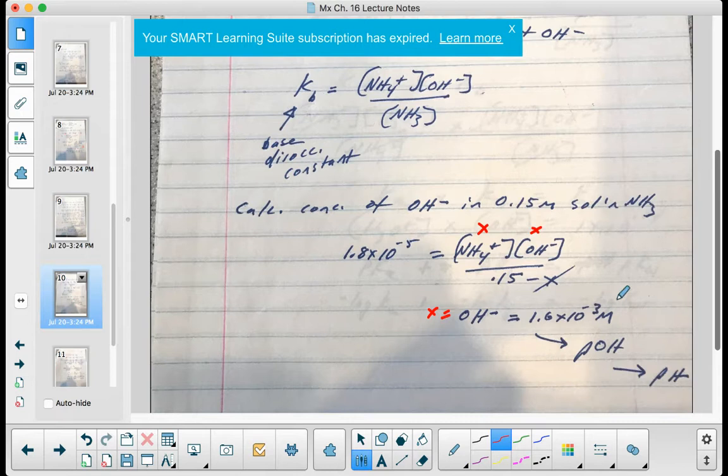Once you find the hydroxide ion, you would then do the pOH from the hydroxide, and then from the pOH go to the pH. So what would that part of the problem look like? To find the pOH, you would just take the negative log of the hydroxide ion, which would be that 1.6 times 10 to the negative third. Then once you calculated the pOH, you could find the pH, because we know that the pOH plus the pH is equal to 14.